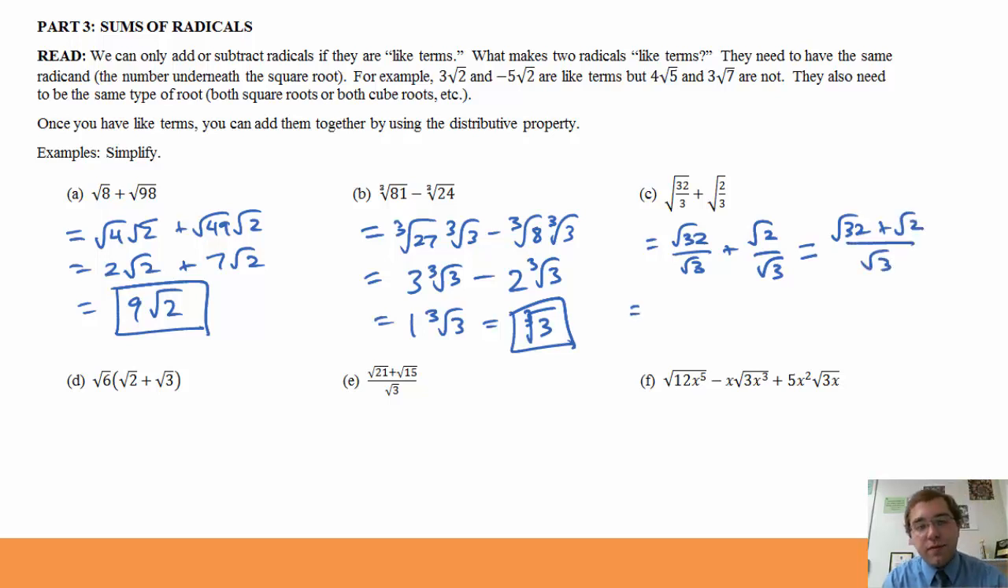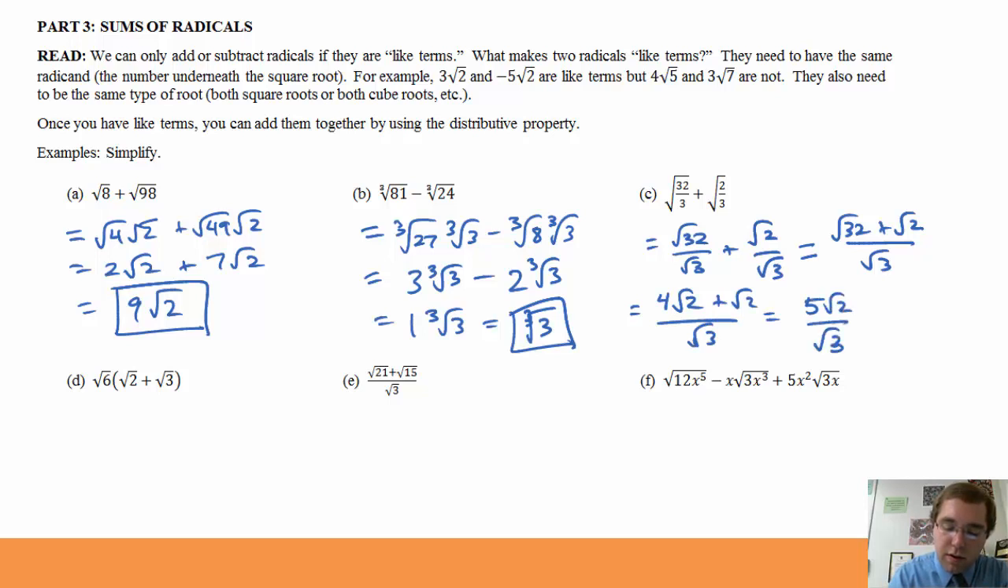Square root of 32 is the square root of 4 times the square root of 8, or, better yet, it's the square root of 16 times the square root of 2. And I know the square root of 16 is 4, so it's 4 root 2 plus a root 2 over a root 3. Okay? That makes 5 root 2 over root 3, or 5 radical 2 over radical 3.